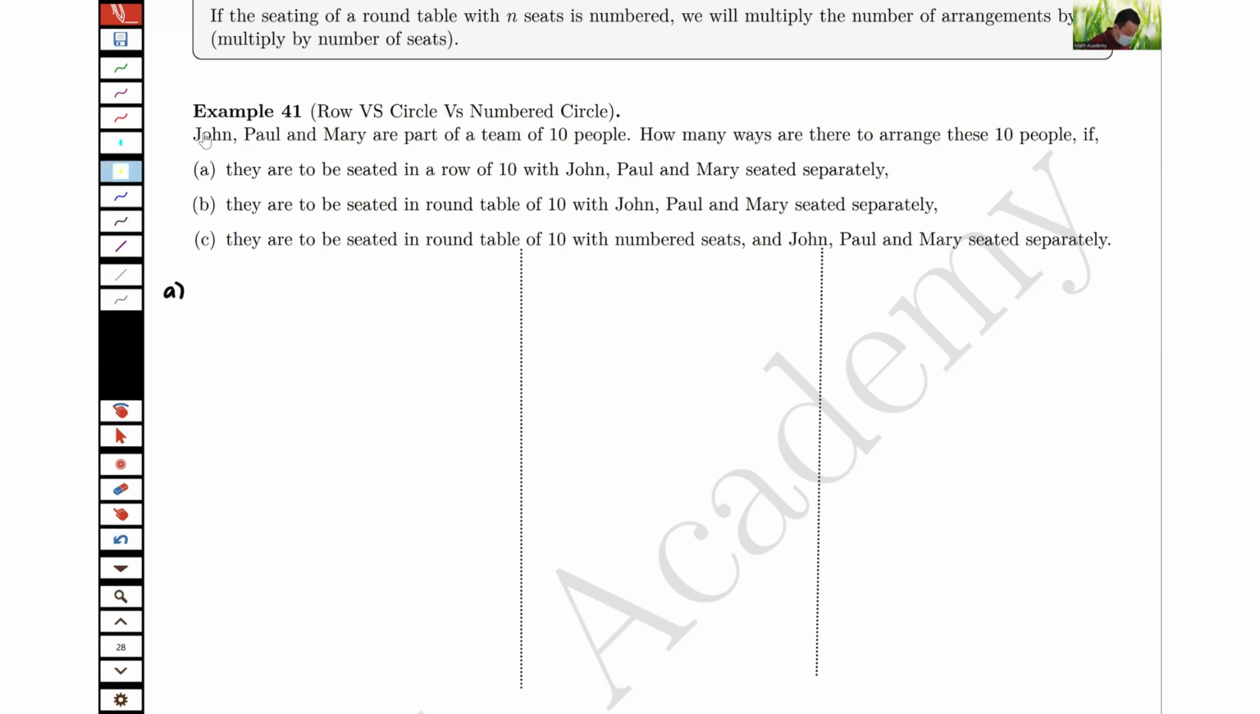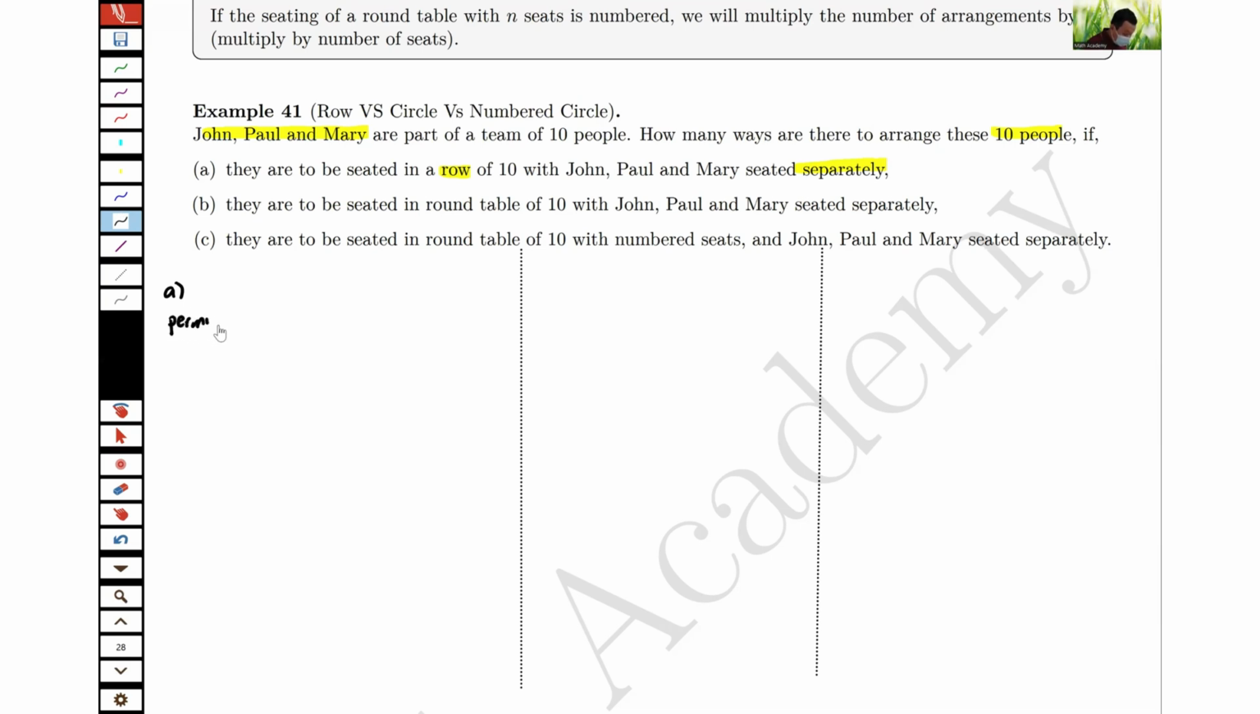I have got these 3 people called John, Paul, and Mary. How many ways can we arrange the 10 people such that they will be in a row? But those 3 people need to be seated separately. So this is a row question, nothing new, but we go through the concept so that we compare for circle.